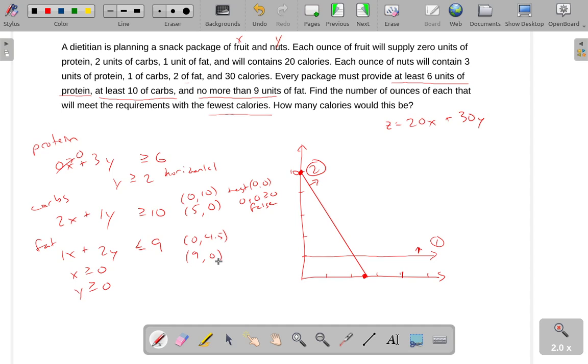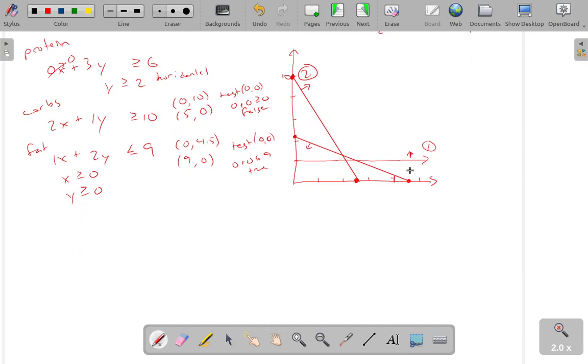And for fat, let's see, we get 0, 4.5, which is about here, and 9, 0, which is over here. Draw that line in. Looks about like that. And if we test the origin here, test 0, 0. 0 plus 0 is less than 9 is true, so we'll shade toward the origin on this one. So that's line 3.